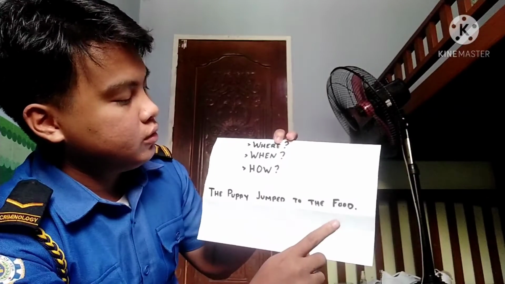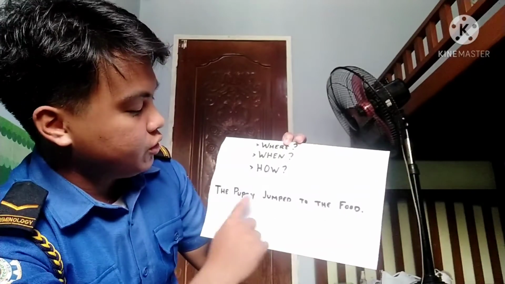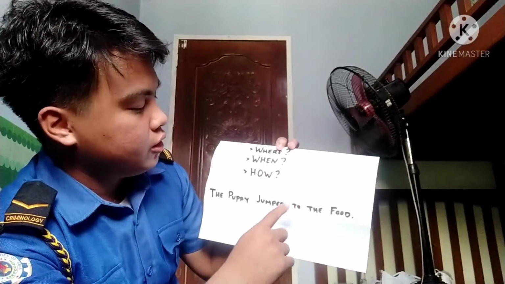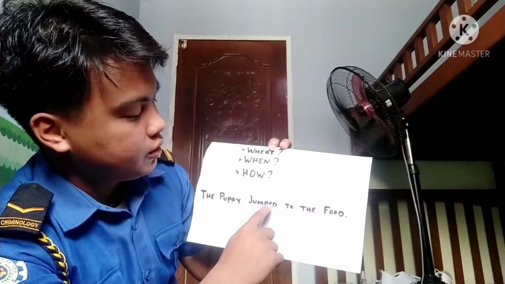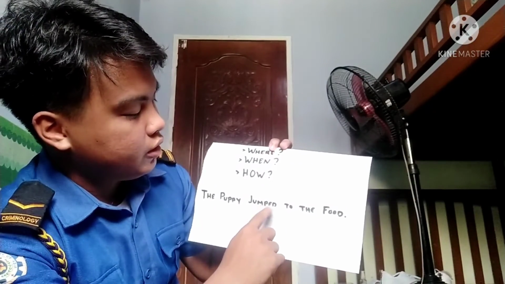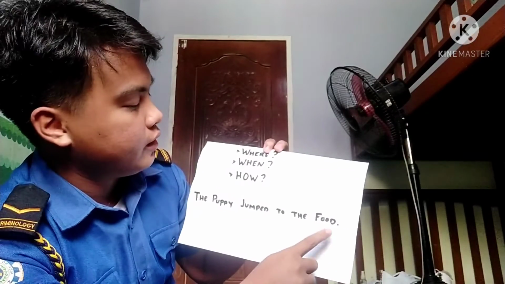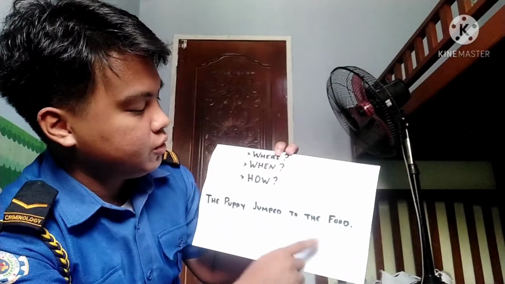Where, kung saan nag-jump yung puppy sa food, and when, ito yung past tense ng jump, ed, na ibig sabihin ay nakatalon na siya sa pagkain. At yung how, kung paano nakatalon ang puppy sa food, ito yung jump.